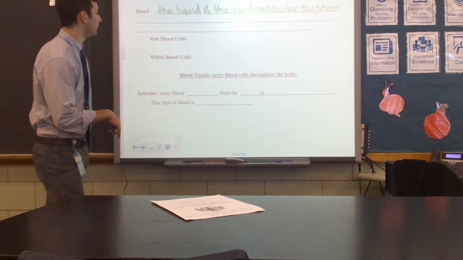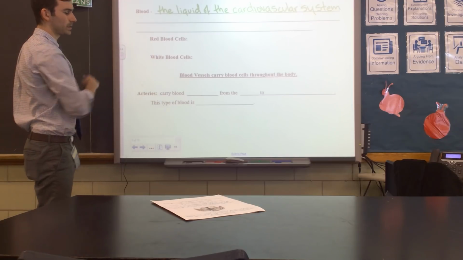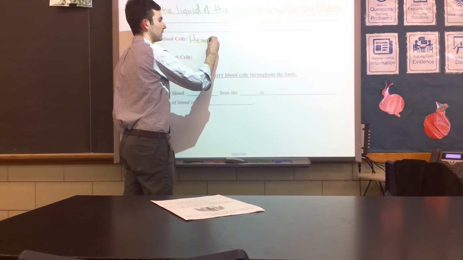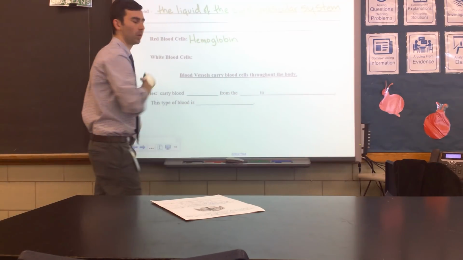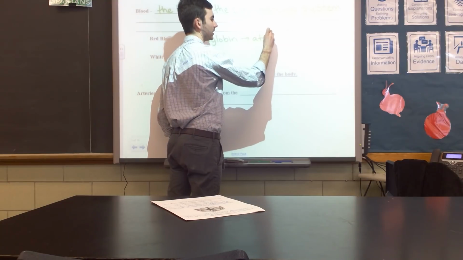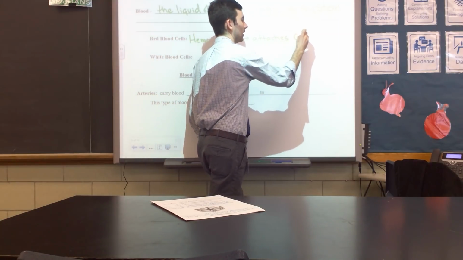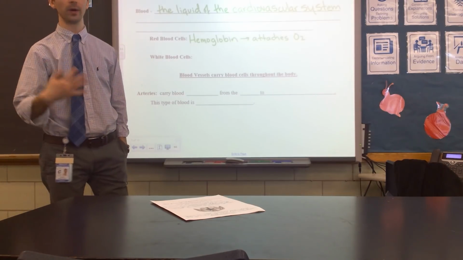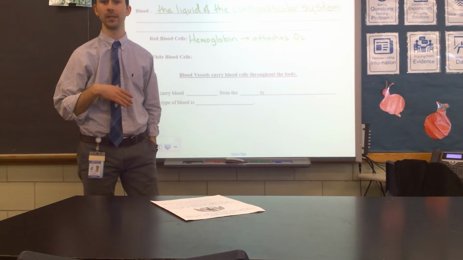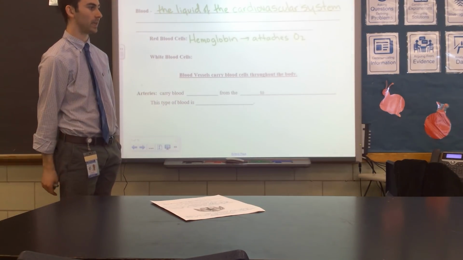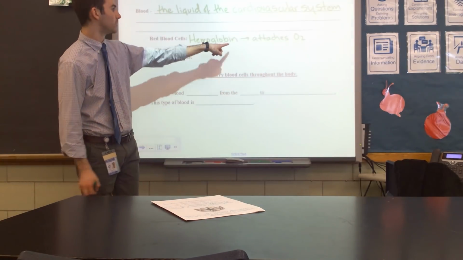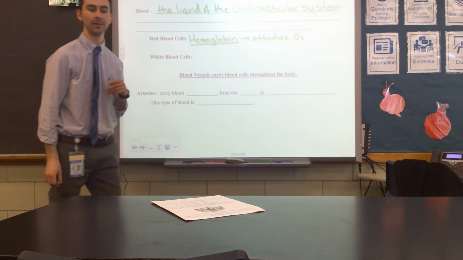There are two types of blood cells. We have red blood cells and we have white blood cells. Red blood cells have this important part called hemoglobin. Hemoglobin is going to be what attaches to oxygen, okay? So one important function of the cardiovascular system and our blood is to transport oxygen all around our body to get it to our muscles and to different body cells so that they can do their job. In order to actually have that blood carry that oxygen, it needs to attach to this part of the red blood cell called hemoglobin.